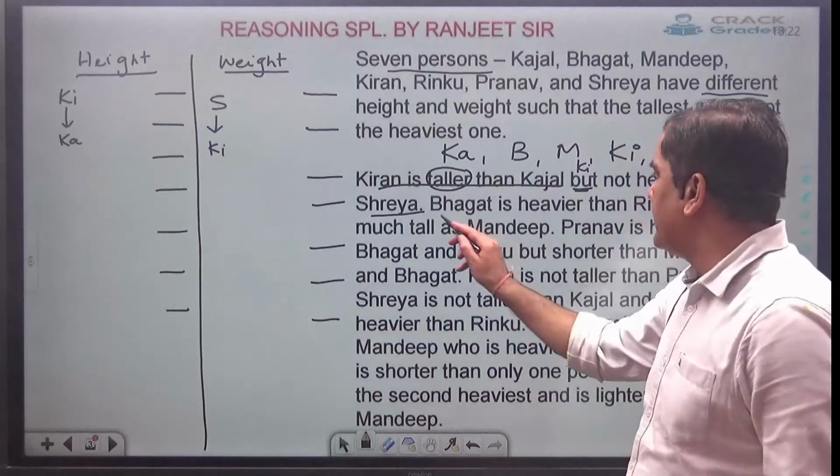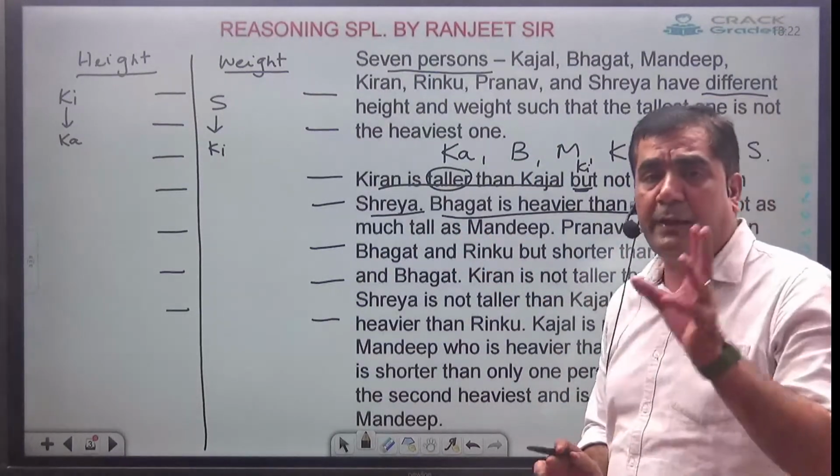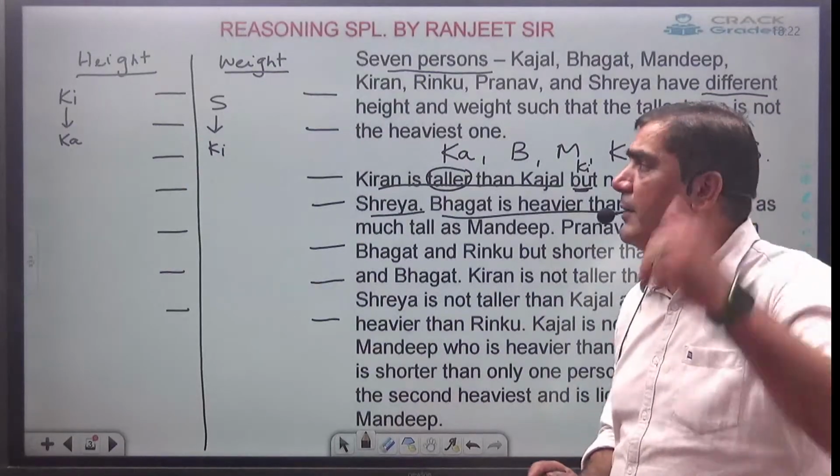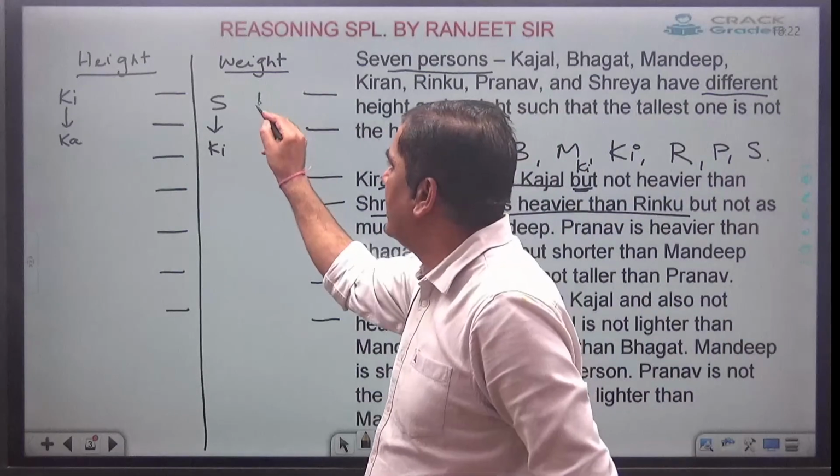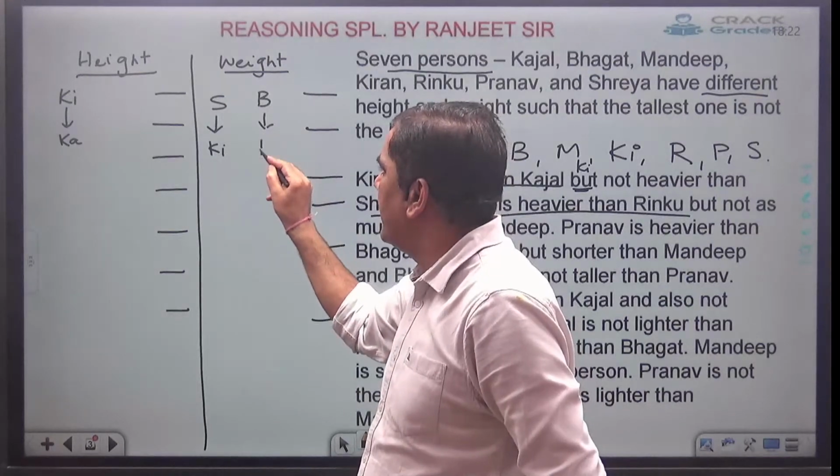Next one, just see. They are saying Bhagat is heavier than Rinku. Now they are talking about weight, B is heavier than R. So B will be above R. Next two. B should be above R.